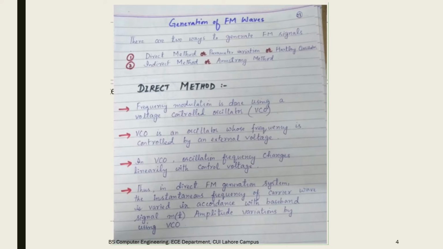Therefore, in VCO, oscillation frequency changes linearly with voltage control, and in a direct FM generation system, the instantaneous frequency of the carrier wave is varied in accordance with the baseband signal m(t) amplitude variations by using VCO. So here the main working is basically based on the voltage controlled oscillator.